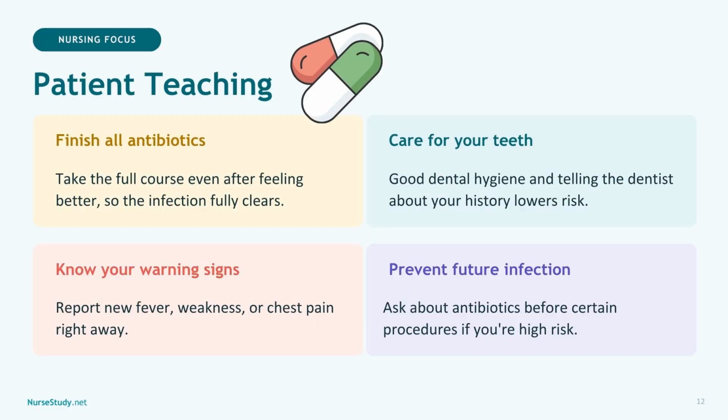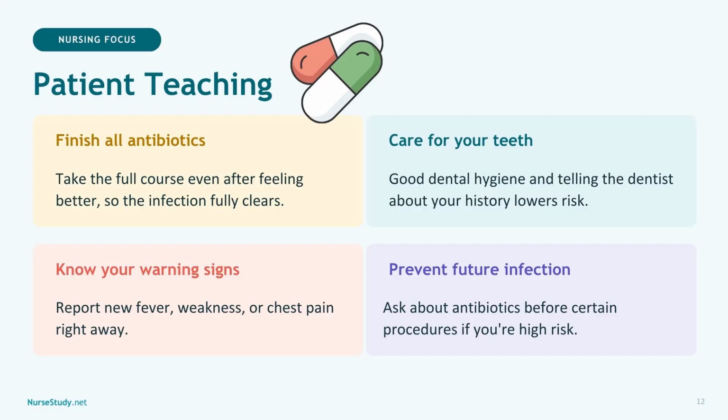Patient teaching. Now, one of the most important things we do as nurses is teach. So here's what our endocarditis patient needs to hear before they go home. Number one, finish all your antibiotics. Even when you start feeling better, take the full course because that's the only way to fully clear the infection. Number 2, take care of your teeth. Good dental hygiene matters, and always tell your dentist about your history because that lowers the risk.